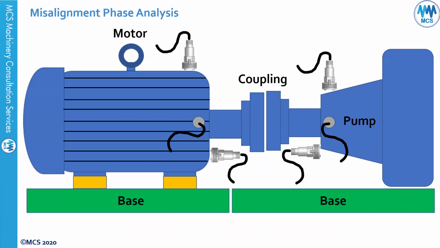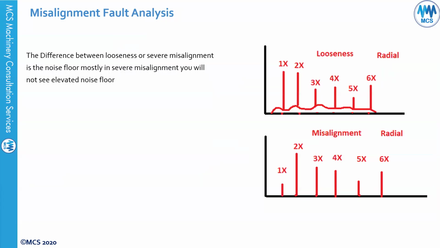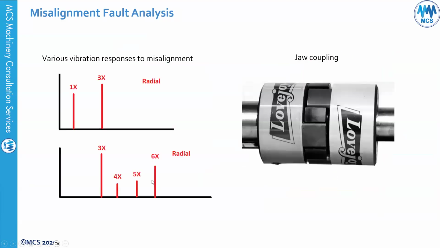If it's out of phase horizontally and vertically, mostly you have parallel misalignment. And if it's out of phase in the axial direction, this will be angular misalignment. Please be careful about the sensor orientation. As you can see, in looseness you'll see 1x and harmonics with a high noise floor, but with misalignment you'll see 1x and harmonics with no noise floor if you have severe misalignment.